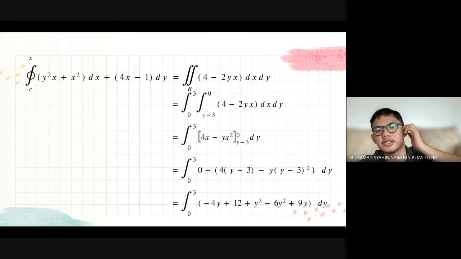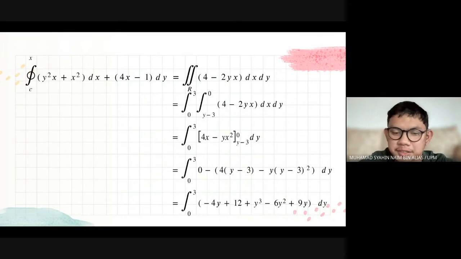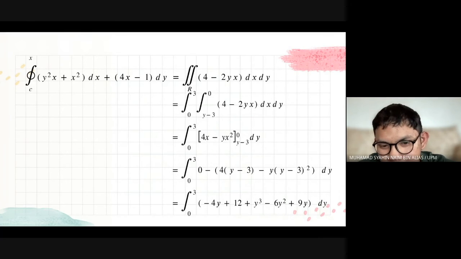So we substitute into the equation and we get the double integration over the region of 4 minus 2yx dx dy. We need to set up the limits. For the first integration with respect to x, the lower limit is y minus 3 and the upper limit is 0. For the second one with respect to y, the lower limit is 0 and the upper limit is 3.